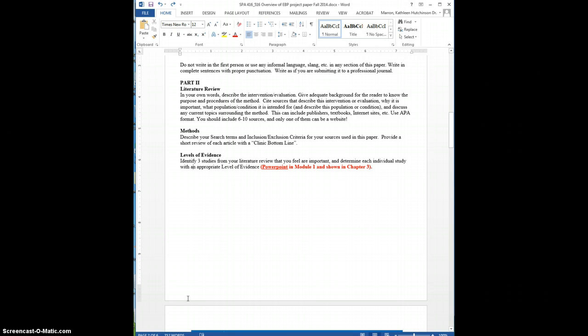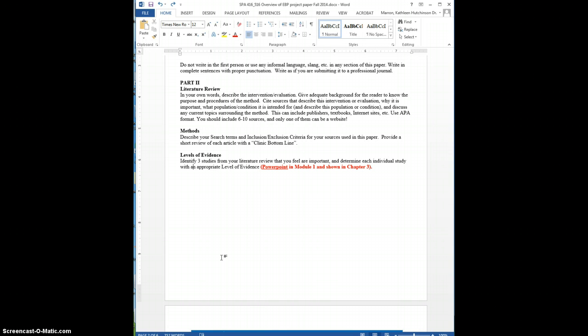The next section in Part 2 is the method section. Provide the reader with a short introduction about which terms you used to find your references, and then what types of articles you included or excluded for your paper. Provide a short summary of each article, and then end it with a clinical bottom line.